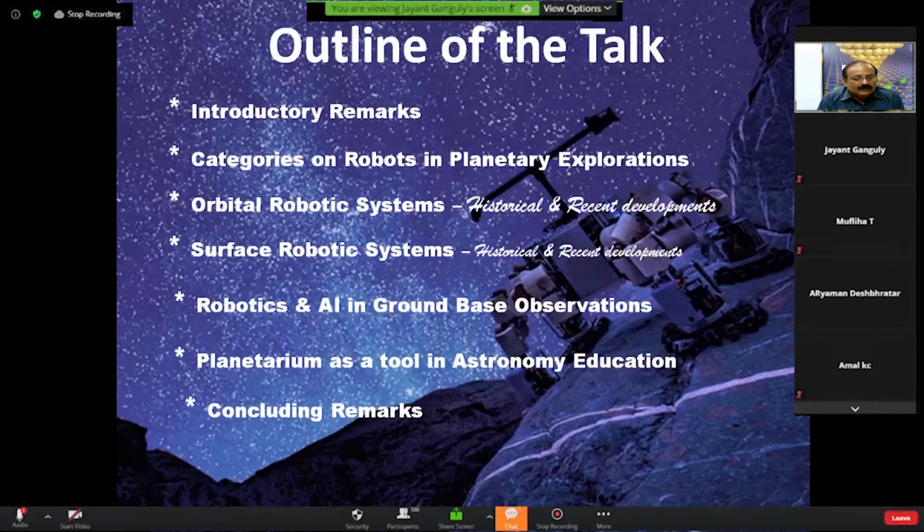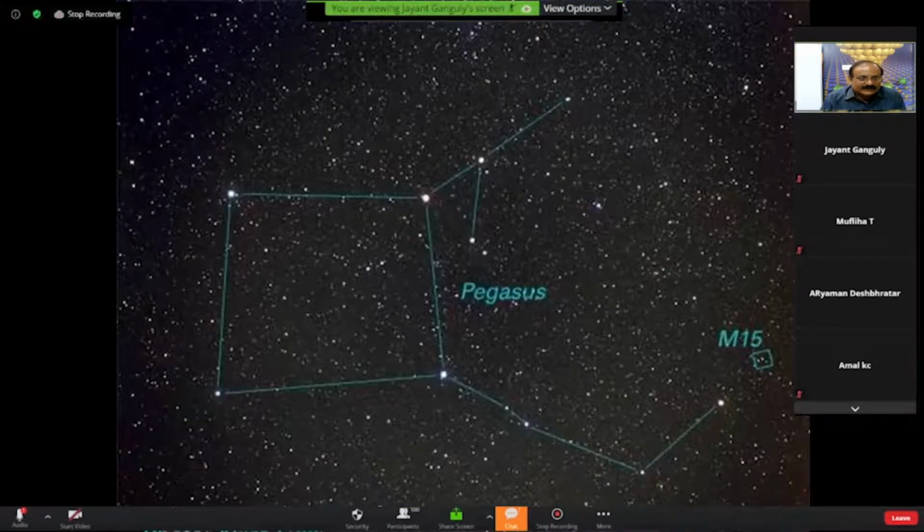And then we will discuss how robotics and AI are aiding in ground-based observational systems. Next, we will discuss the planetarium and its outreach activity using robotics in astronomy education. And then we will have concluding remarks. So this is the basic structure of the talk that we will be discussing today.